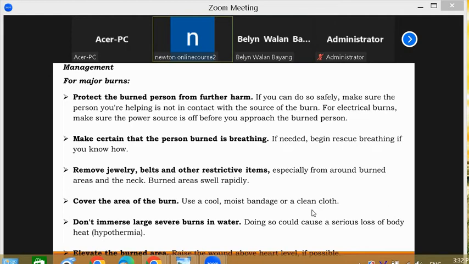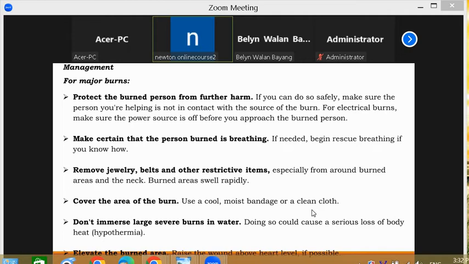So first you have to check whether the patient is affected with electrical burns or not. Before you touch the patient, you have to check whether the electrical appliances are turned off or not. If they are not off and you touch, the burn will happen to you also. So make certain that the burned person is breathing. For all conditions, you have to check whether the person is breathing or not.